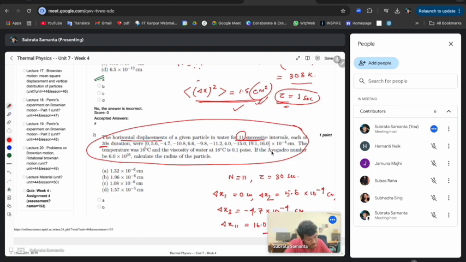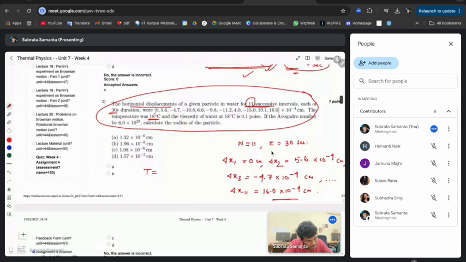And the temperature was 18 degrees centigrade, so the temperature T is 18 plus 273, changing to Kelvin. So it gives 291 Kelvin.